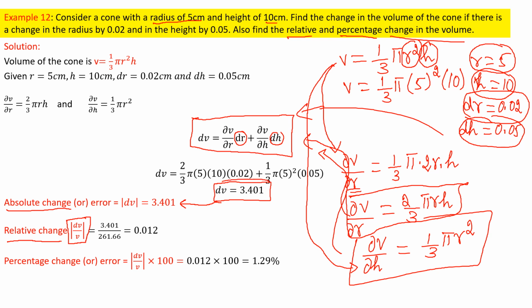So this is dv result. V is here. In this formula, you have to replace r equal to 5 and h equal to 10. So that will give you 261.66. If I divide dv by v, that is equal to 0.012. Finally, I have to calculate percentage error. What is percentage error? Modulus value of dv by v multiplied by 100. So that is going to be 1.29 percentage.